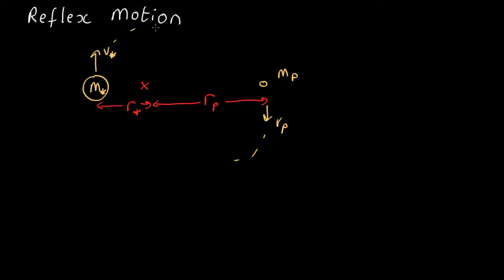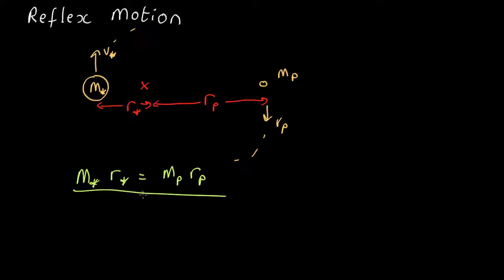So that's our situation. What can we actually derive about this? Well, there are three constraints we can put. The first is that they must be moving around their common center of mass. The definition of the center of mass tells you that m star times r star equals m planet times r planet. That's just a definition of center of mass.